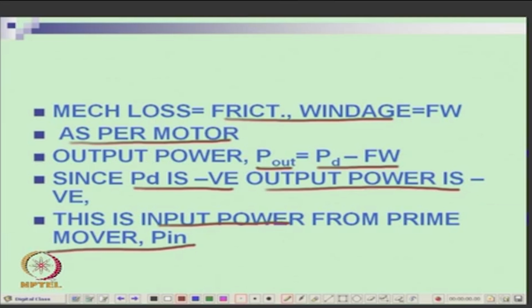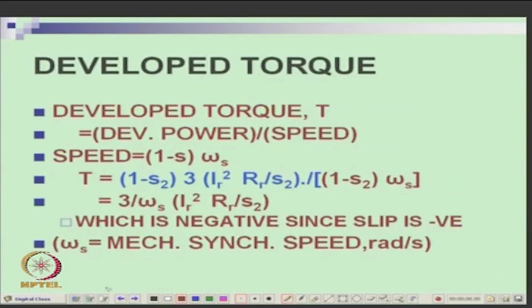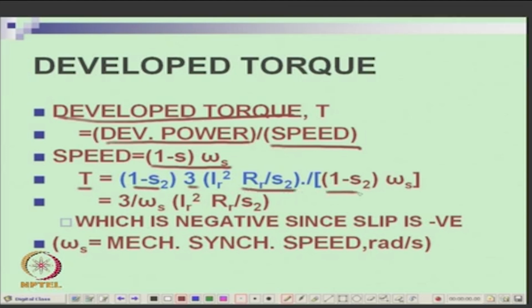So, we have seen the power flow. Then torque developed will be whatever is the developed power divided by the speed, but speed is (1 minus S) times omega s. So, the torque is (1 minus S2) times 3 times IR square RR by S2, divided by (1 minus S2) omega s, which is 3 by omega s times IR square RR by S2.